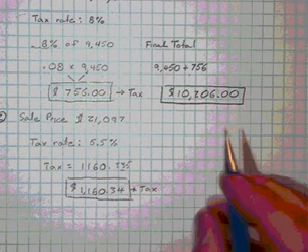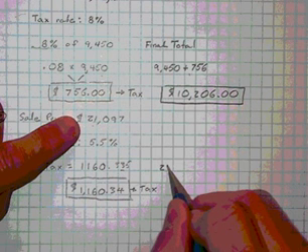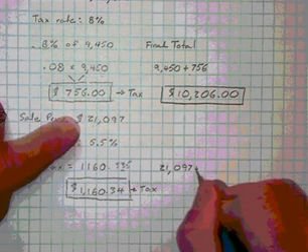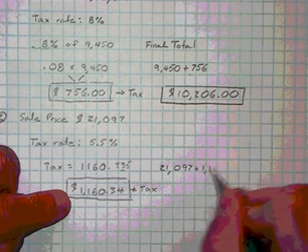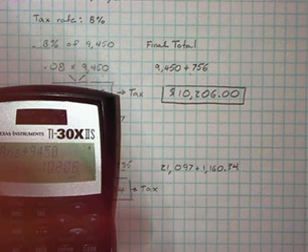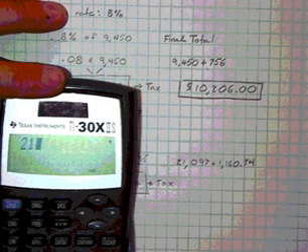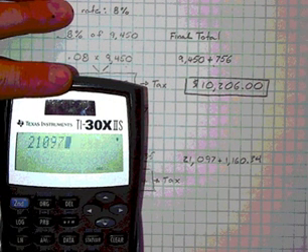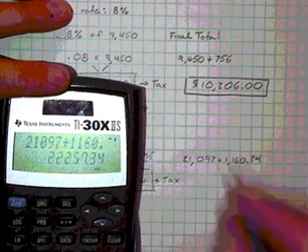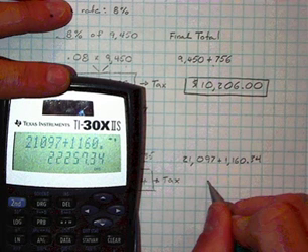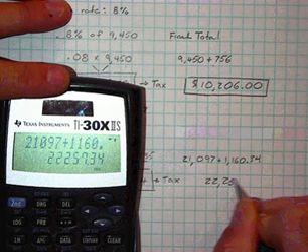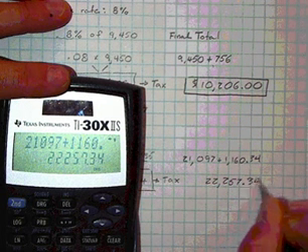So to find the total price of that car, I'm going to take my $21,097 and add it to my tax, $1,160.34. So in my calculator, 21,097 plus that gives me $22,257.34.